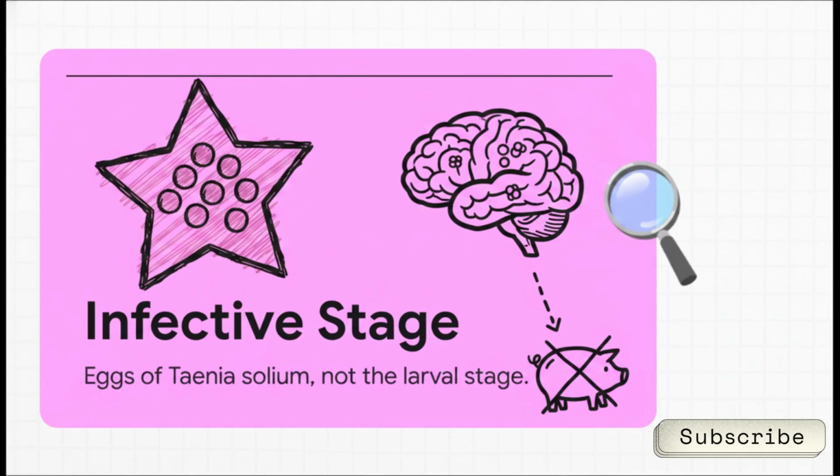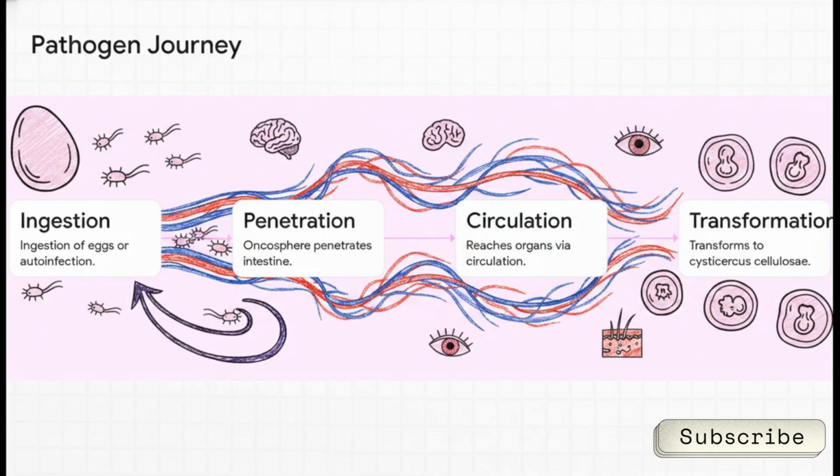Ingesting the larvae causes intestinal taeniasis, like when you eat undercooked pork. But for neurocysticercosis, you are ingesting the eggs. Highlight this, star it, whatever you gotta do, just remember it. So let's trace this journey.